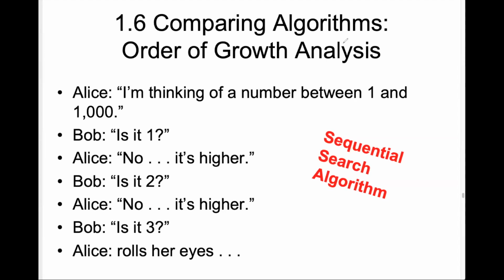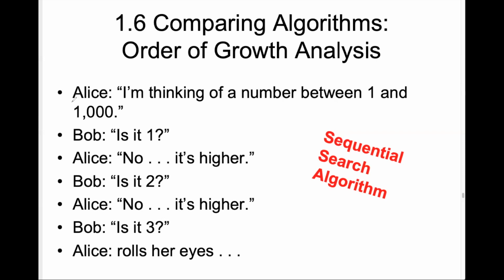Let's compare algorithms. Algorithm comparison involves measuring efficiencies and typically involves order of growth analysis. And the order of growth analysis connotes the efficiency of the algorithms in terms of their time and space. Without getting into too much detail, let's suppose there's a game.